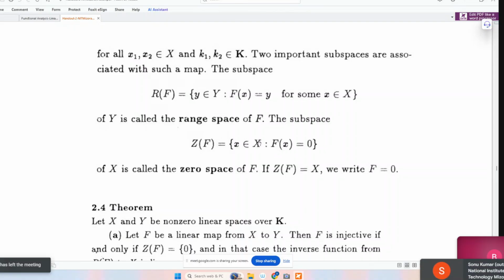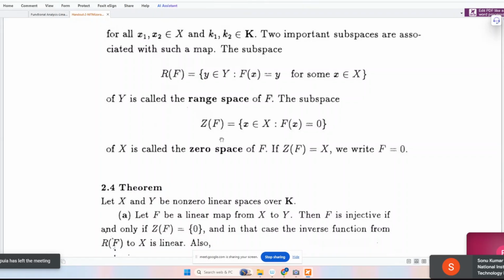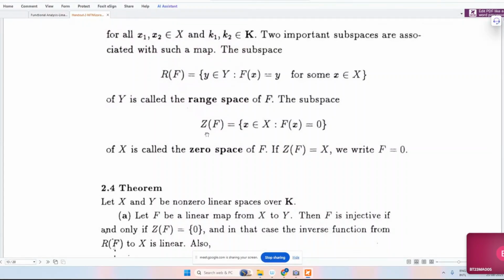range space is linear. Z of F is the set of all X in X such that Fx is 0. That means this X becomes 0. That is why you have this notation Z. Z means zero space of F. Okay. Some people use N instead of Z.